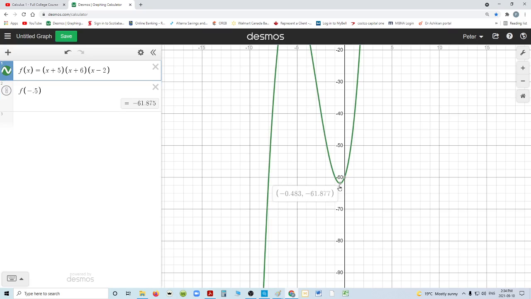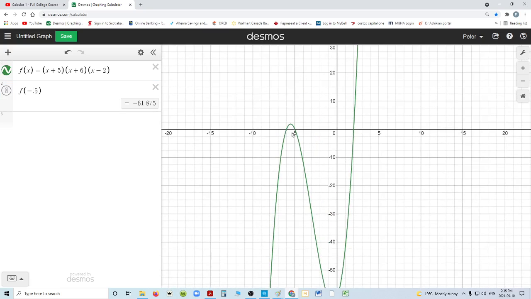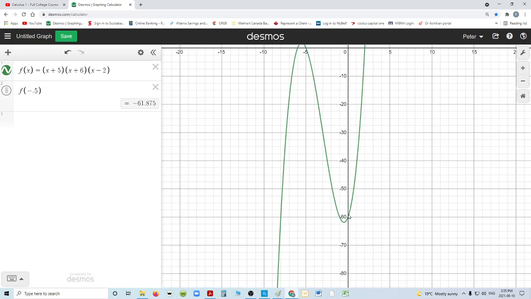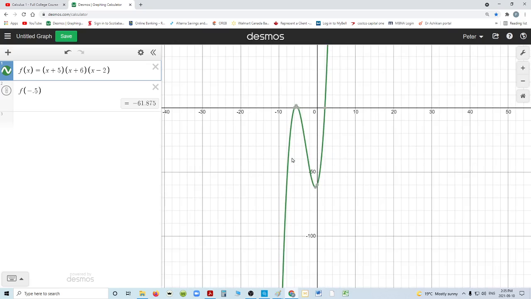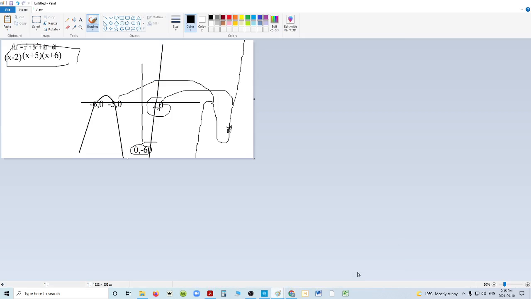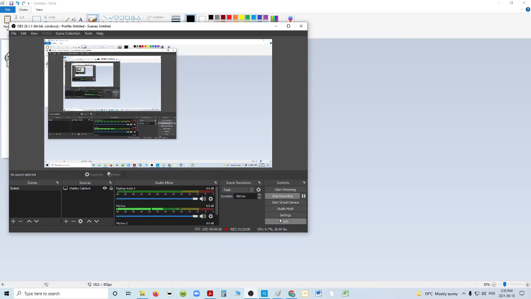So you can get pretty close to getting the right one. And like I said, this should be about 1.8 up here. Yeah, 1.877. And there's the x-intercepts, and there's the y-intercept down here, negative 60. You get pretty accurate drawings if you know how things behave. And that's it. I'm going to continue the other questions at a later time.